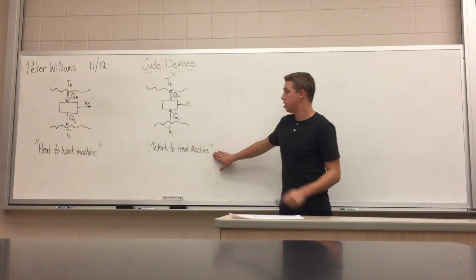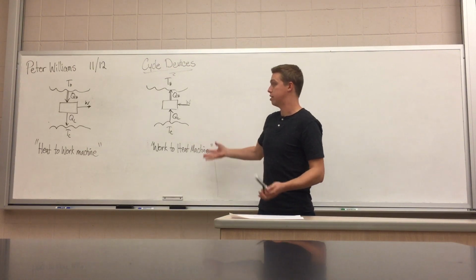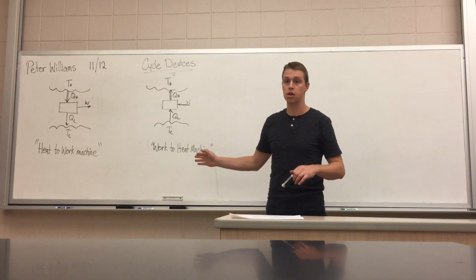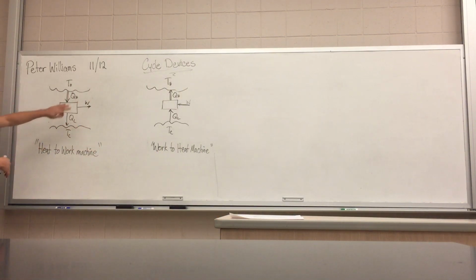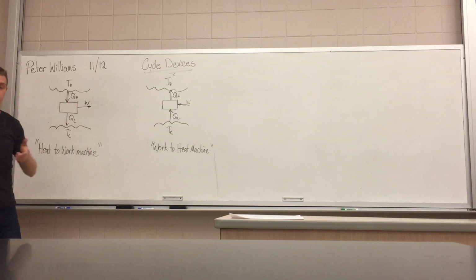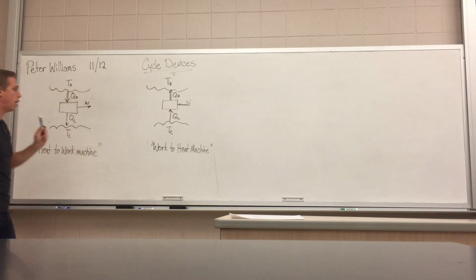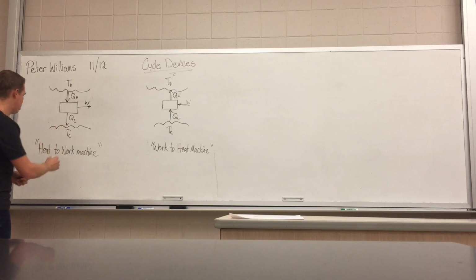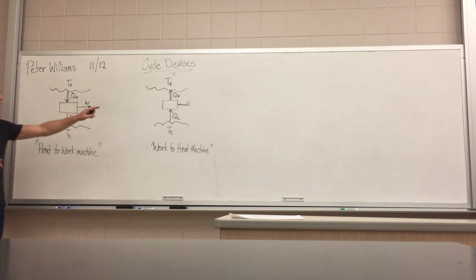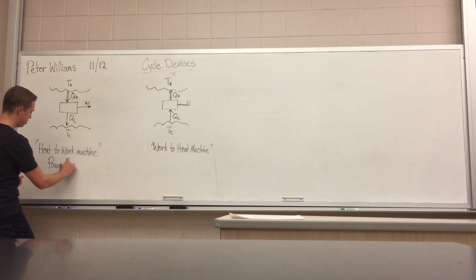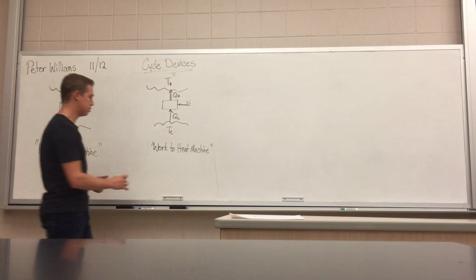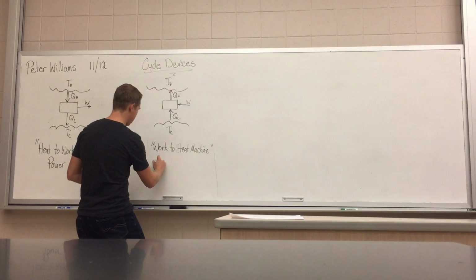Now, these were just my colloquial titles that I think make a lot of sense, but I want to tell you what the actual titles are in case you see them come up. So this is called a device operating in a cycle. Both of these black boxes, I call them black boxes because right now they're unknowns. We haven't even broached the topic of what's happening in there. Both of them are operating in cycles. And so this one, the heat to work machine, we call a power cycle device, and this we call a heat pump cycle.